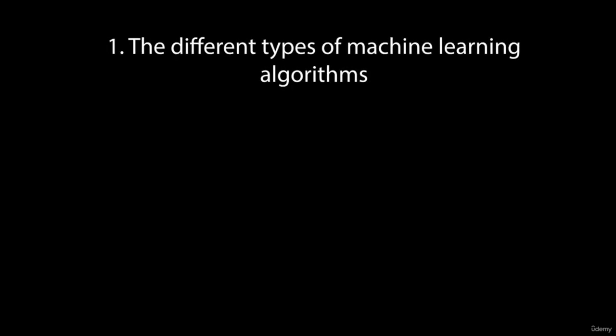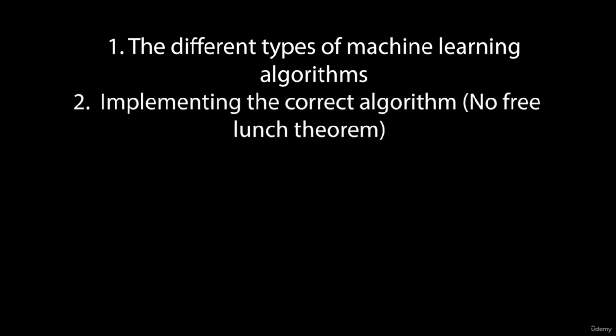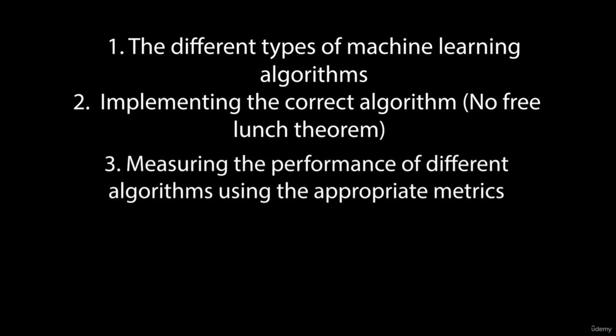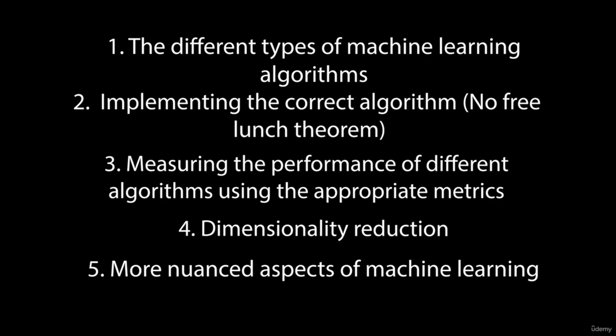Now, while this explanation might give us a good understanding, we have really just scratched the surface of the subject at this point. In the upcoming videos, we will discuss, among other things, the different types of machine learning algorithms, how to properly choose which algorithm to use in which context, how to measure the performance of different algorithms, and through doing so, gauging which algorithm may be better suited to a specific task, reducing data into dimensions that make it easier to visualize, as well as more nuanced aspects of machine learning.